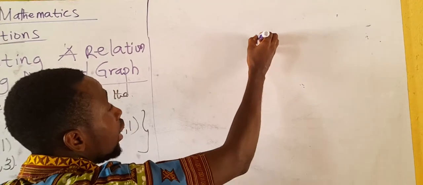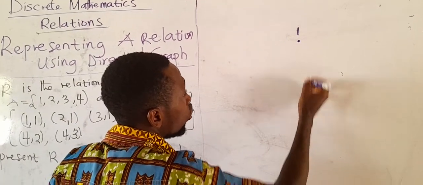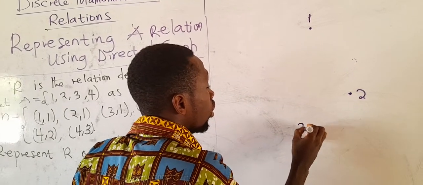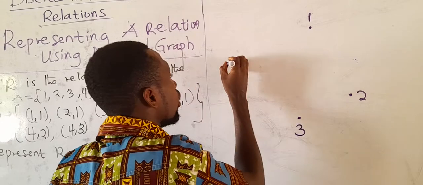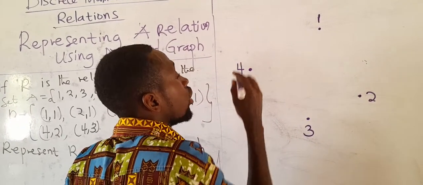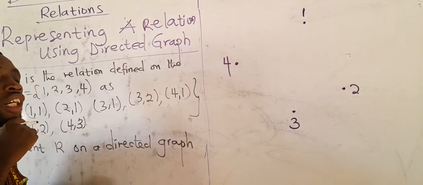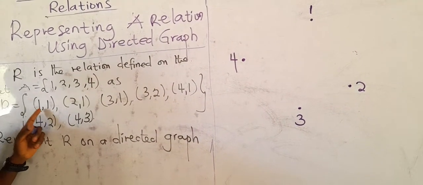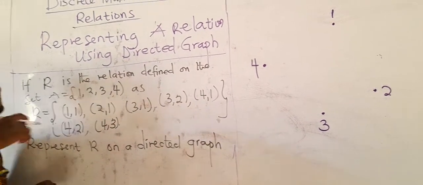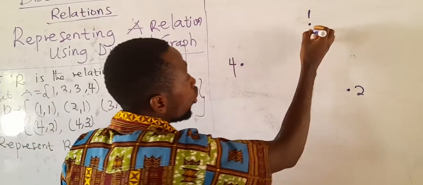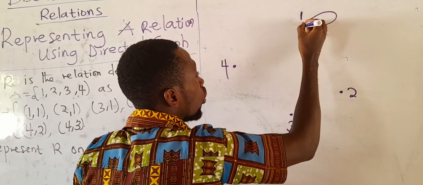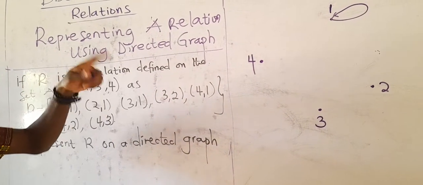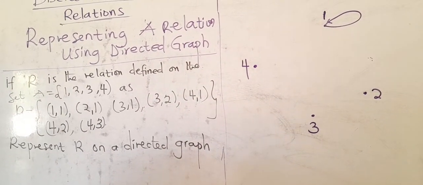So how do we do that? We just list the elements of the set A. So 1, we have 2 here, 3 here, then 4 there. So how do we represent that? Look at the first element here, (1, 1). (1, 1) is a self loop. That means 1 relates to itself. We call it a self loop. So this is how we do it. I hope you get that. You will get to know more about self loops as we proceed.